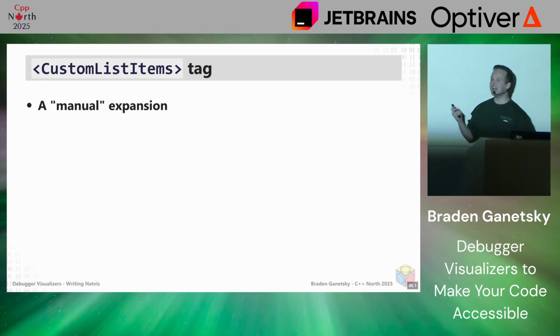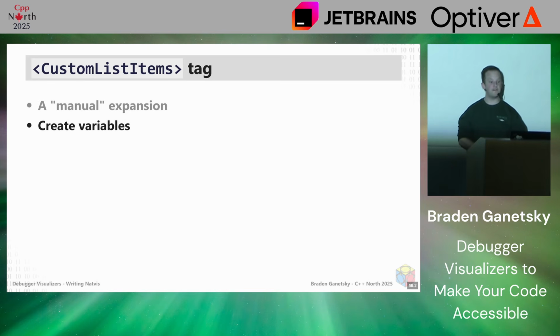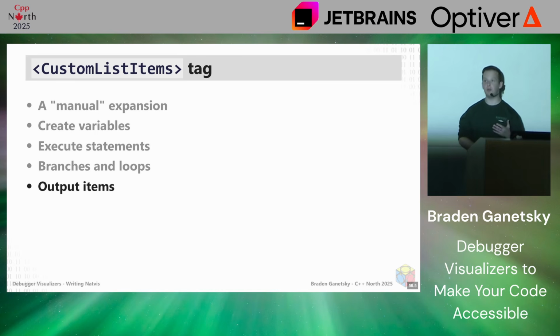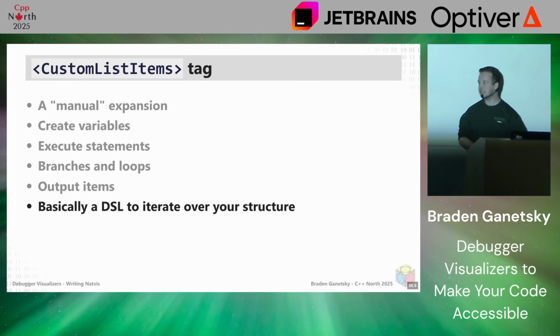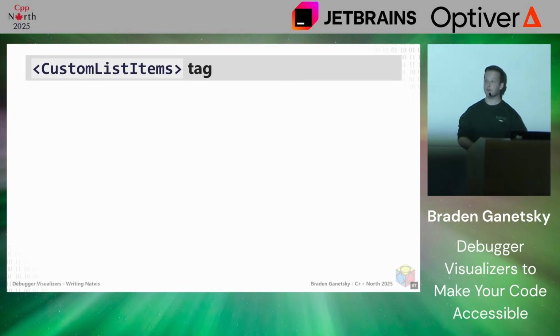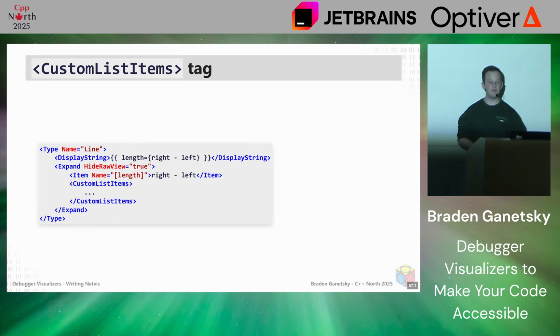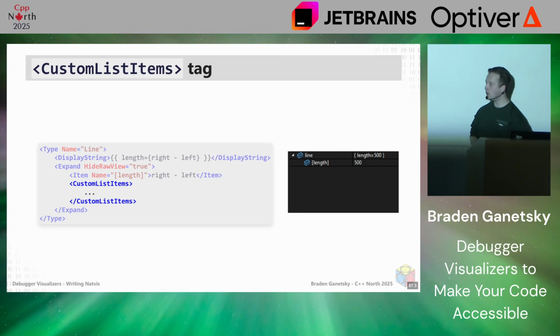But custom list items is a manual expansion, effectively. You create variables, you execute statements, you have branches and loops, and then you output the items. It's effectively a domain-specific language to iterate over your structure. And let me show you how that looks. I have the same visualization for line, but this time I have a custom list items down here. So, this is what it looks like for now, assuming the custom list items is empty or non-existent.